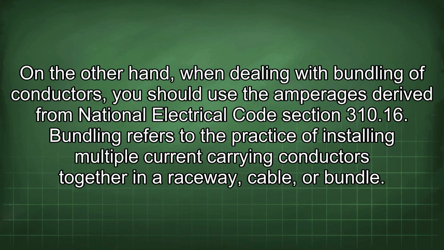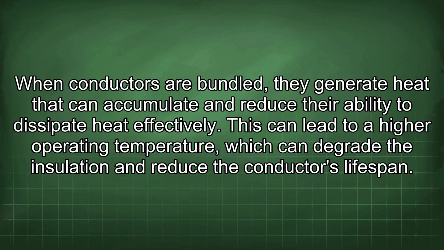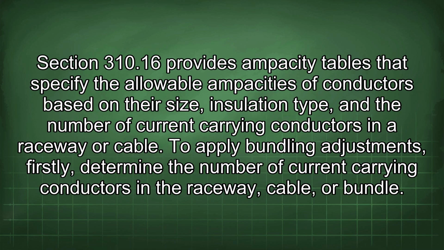On the other hand, when dealing with bundling of conductors, you should use the amperages derived from National Electrical Code section 310.16. Bundling refers to the practice of installing multiple current-carrying conductors together in a raceway, cable, or bundle. When conductors are bundled, they generate heat that can accumulate and reduce their ability to dissipate heat effectively. This can lead to a higher operating temperature, which can degrade the insulation and reduce the conductor's lifespan. Section 310.16 provides ampacity tables that specify the allowable ampacities of conductors based on their size, insulation type, and the number of current-carrying conductors in a raceway or cable.